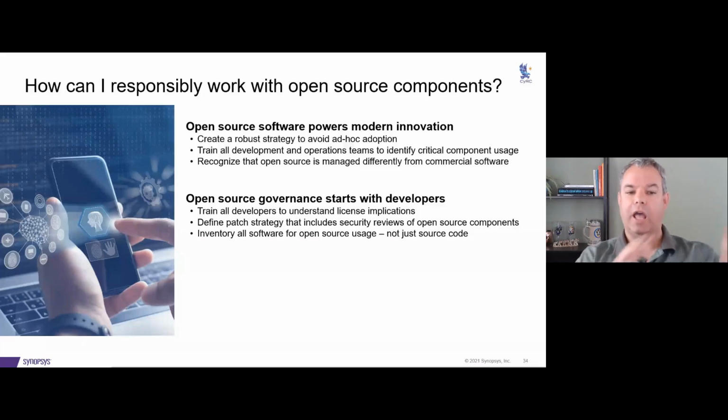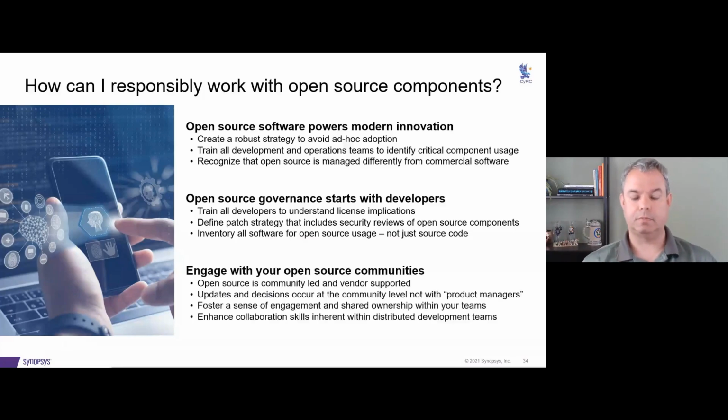Which means that for me, an inventory of all software for open source usage, not just the source code, is key. This whole OSSRA report is based on the analysis of commercial applications, which means that those commercial applications had open source in them in the first place. So take a look at the binaries that are coming in, take a look at the commercial software that's coming in, take a look at the source code. Each of those has a slightly different management paradigm, but the governance strategy all starts back with the developers.